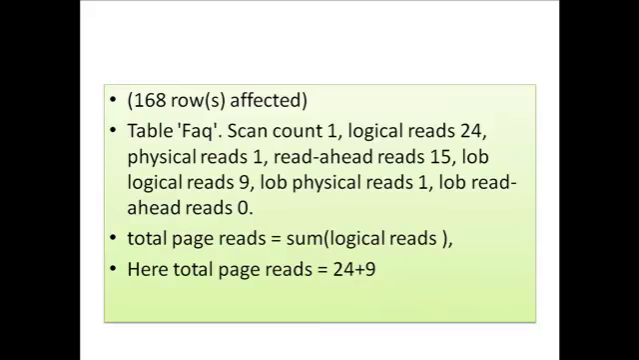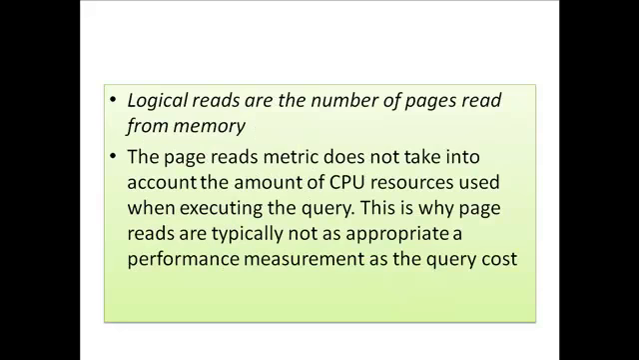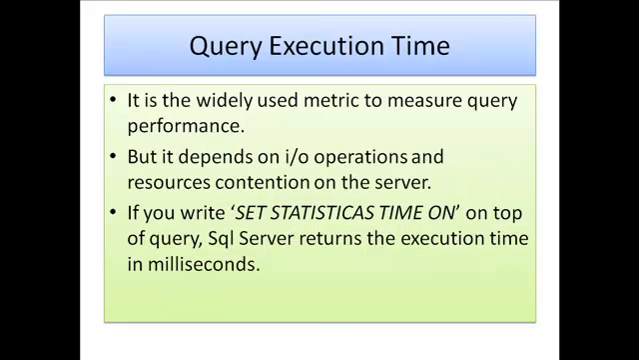The next one is logical reads. Logical reads are the number of pages read from memory, not from disk. The page reads method does not take into account the amount of CPU and IO operations, and page reads are typically not as appropriate a performance measurement as the query cost. Query cost is a better performance measurement than logical reads or page reads, because it fully depends on the CPU resources and all that stuff.